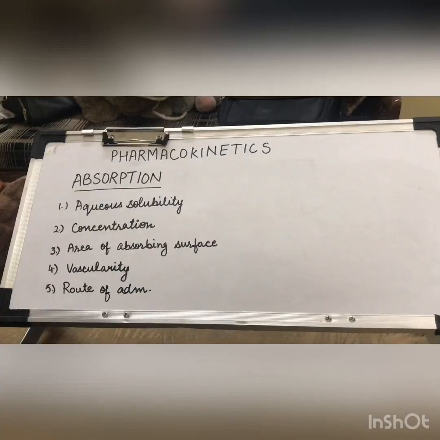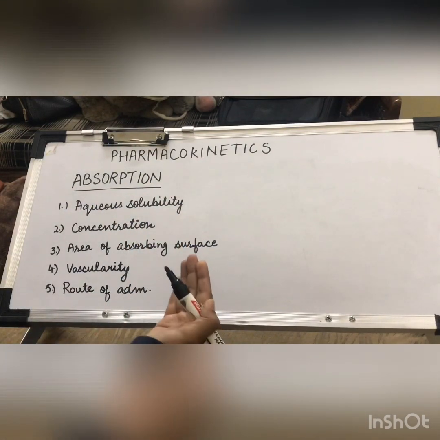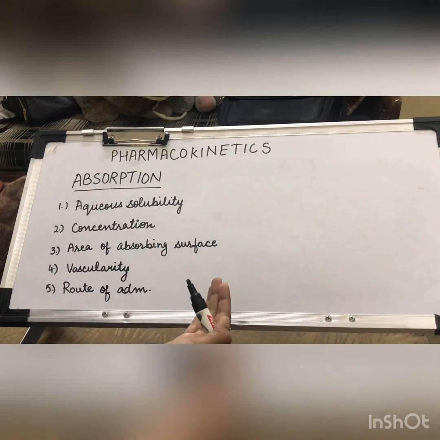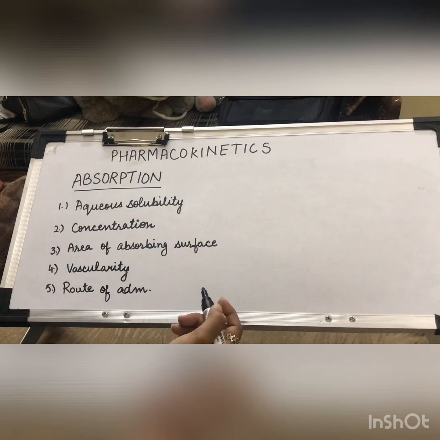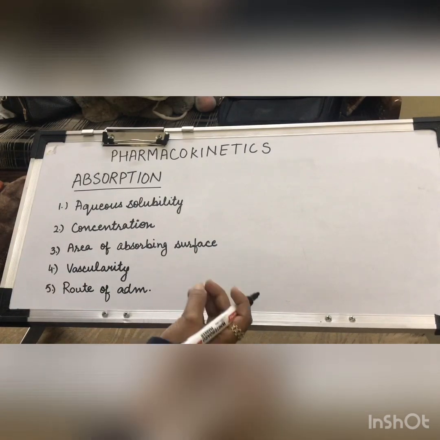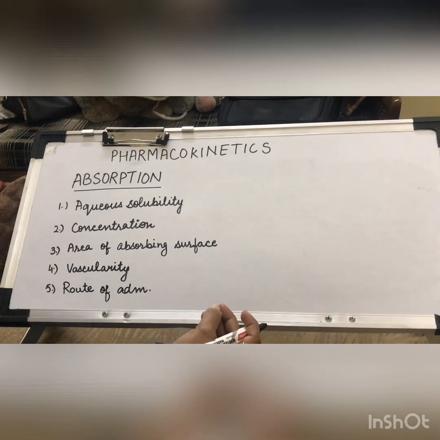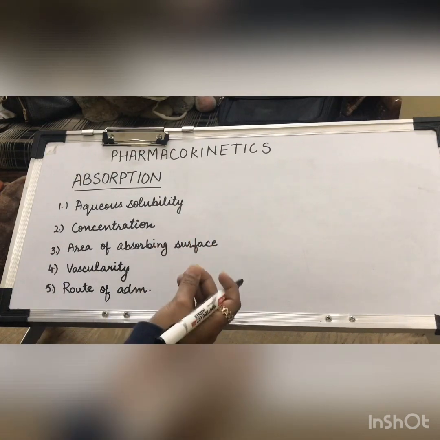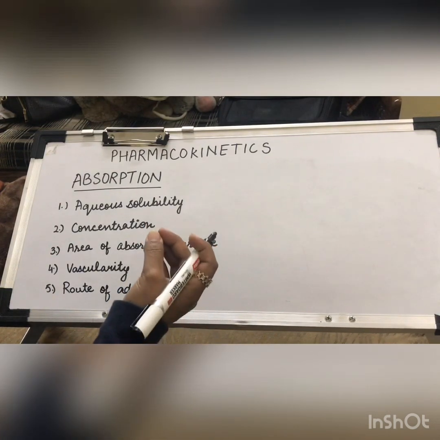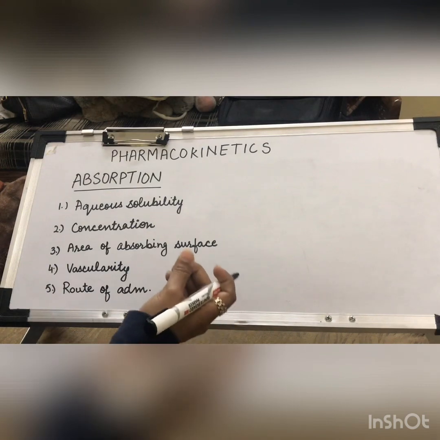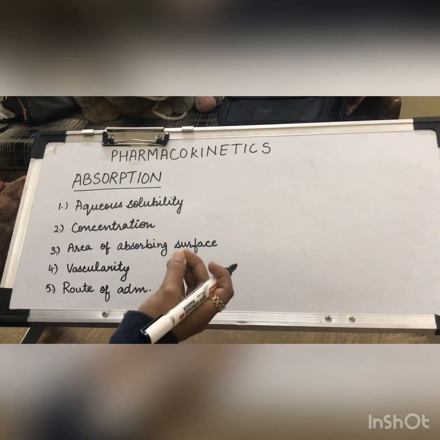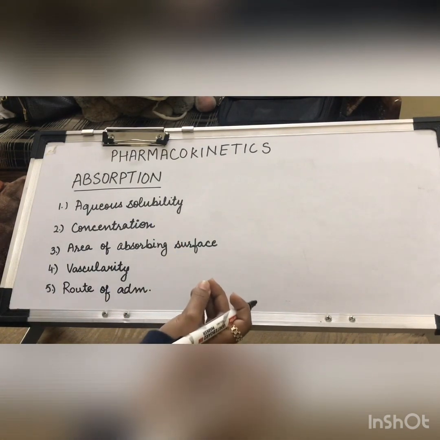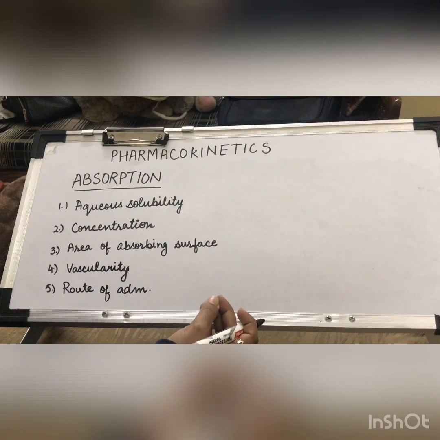Now we are going to discuss various factors which affect the absorption of drug into the systemic circulation. First among them is the aqueous solubility. Now, in order to get absorbed into the bloodstream, it is very important for the drug to dissolve in an aqueous biophase if the drug is in solid dosage form.